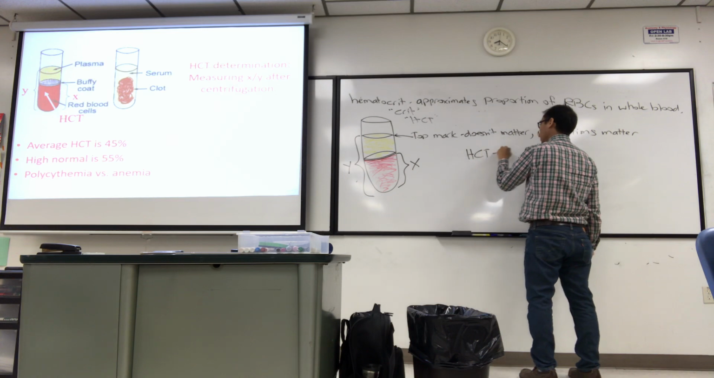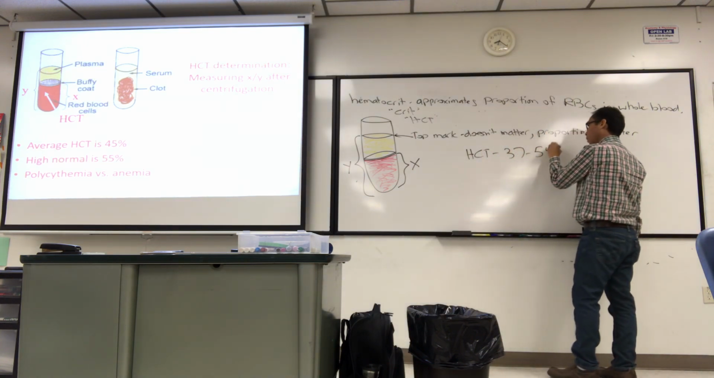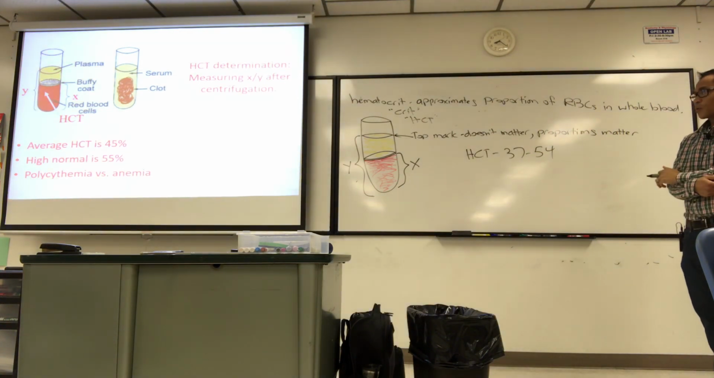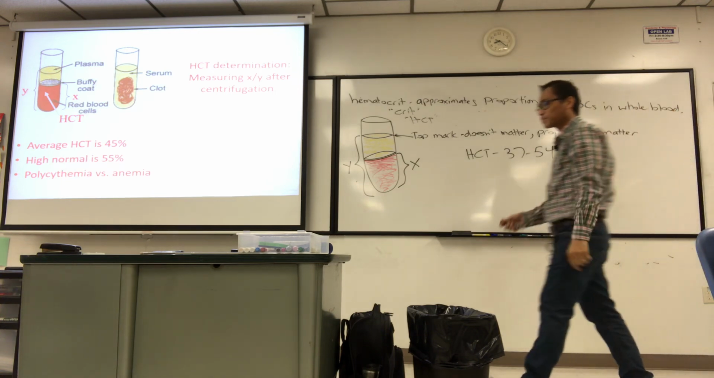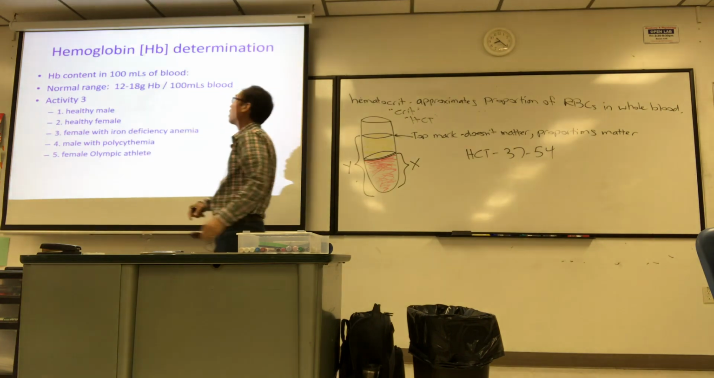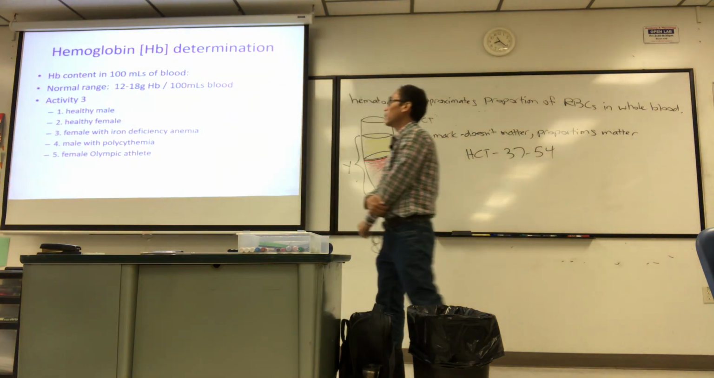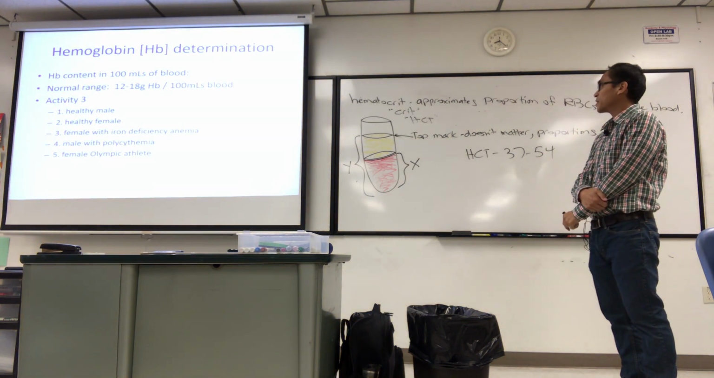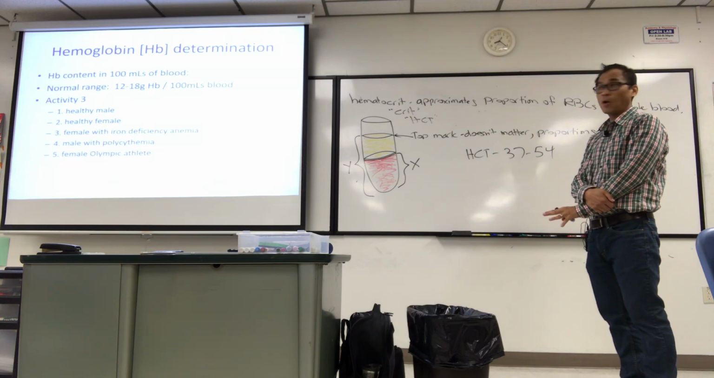Normal crit, 37 to 54. Okay. So if you're below the normal range, maybe you're anemic. If you're above the normal range for whatever reason, that's called polycythemia. Another way you could estimate the oxygen carrying capacity of blood is to directly measure hemoglobin.